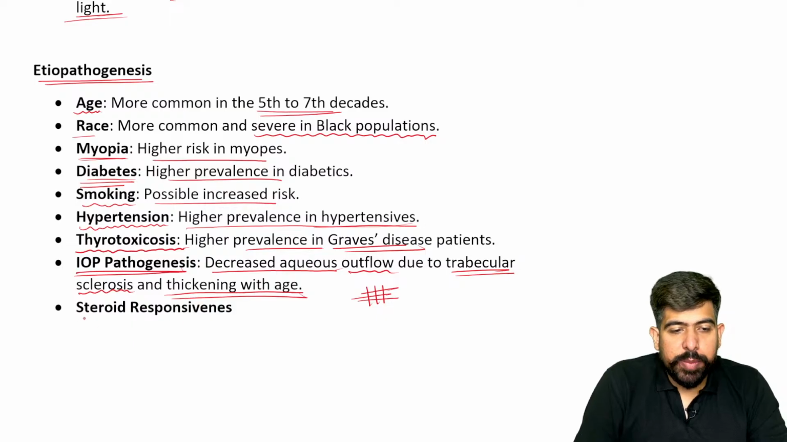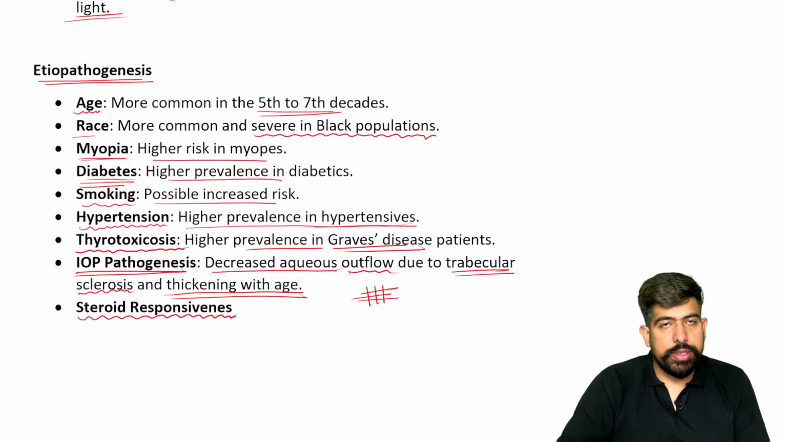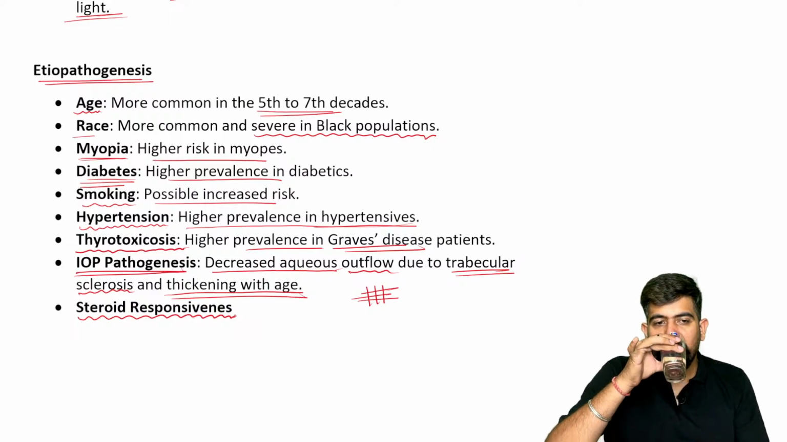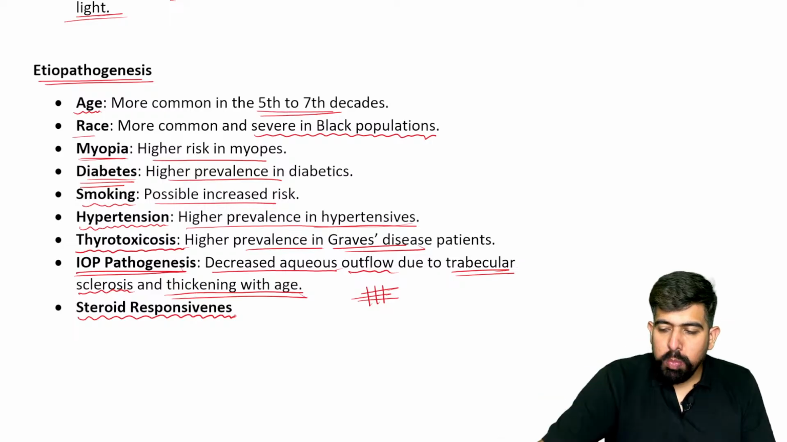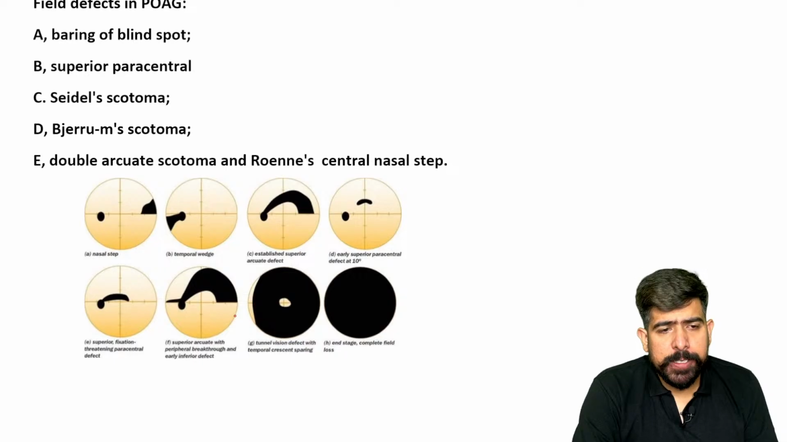And please remember the steroid responsiveness. Maybe the patient is on steroids, so the patient can get this trabecular meshwork sclerosis. So these are the pathogenesis.